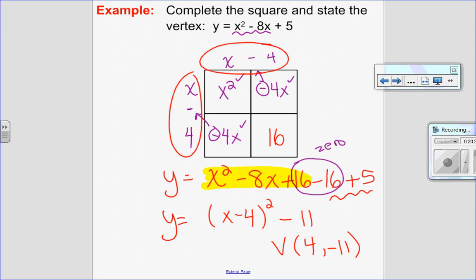So hopefully that process makes sense and you understand now why we're actually doing it.